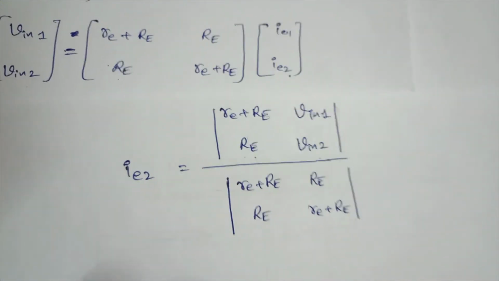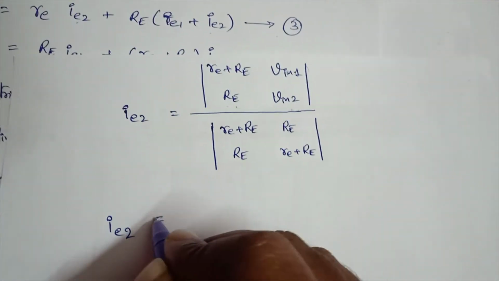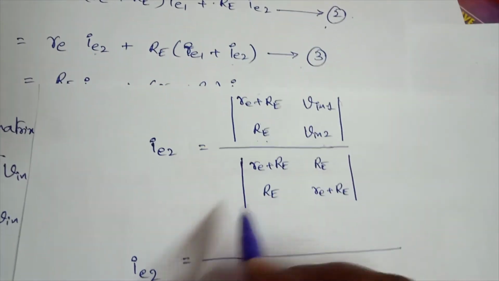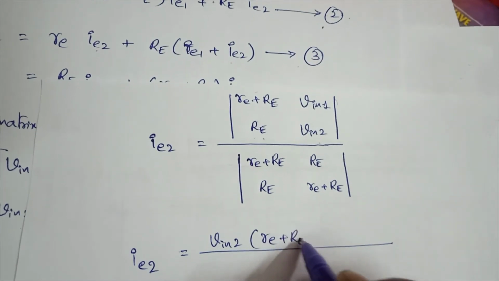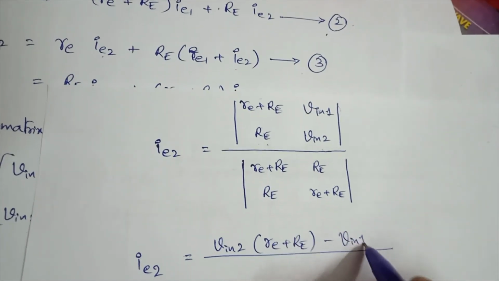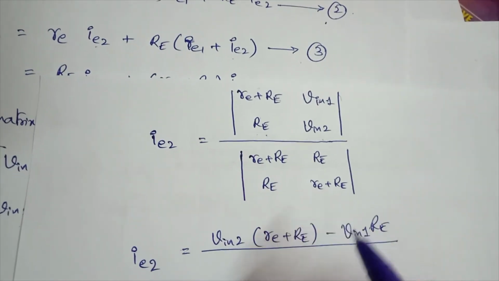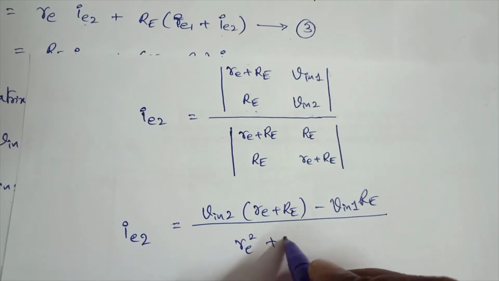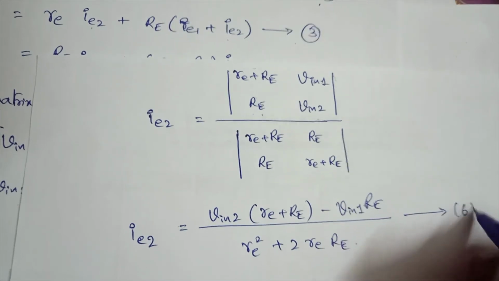Then we are getting IE2 is equal to, numerator is Vin2 into re plus capital RE minus Vin1 into RE. So this determinant we already simplified. What is that? re square plus 2re into RE. So let it be equation number 6.